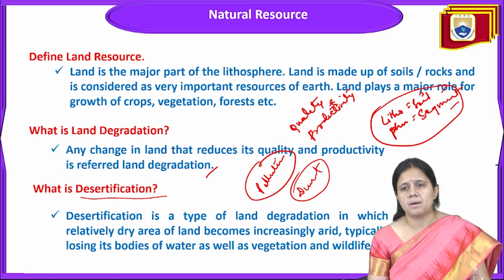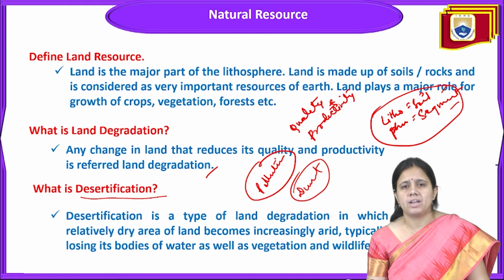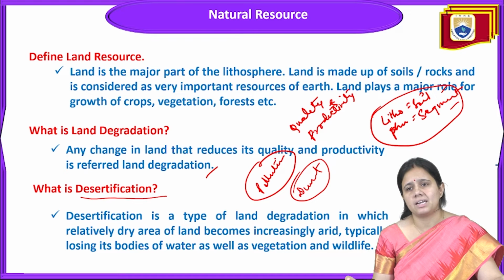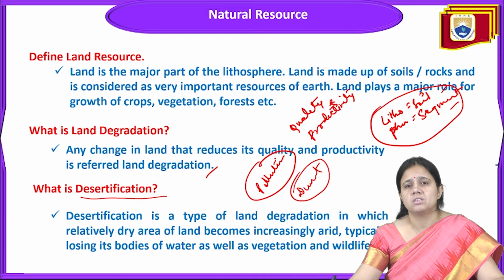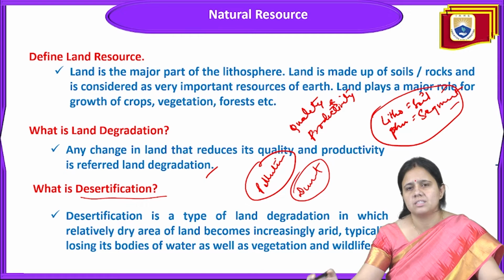Desertification is that type of land degradation in which a relatively dry area of land becomes increasingly arid, typically losing its bodies of water as well as vegetation and wildlife. So this is about the desertification of land, which is also an example of land degradation. Good fertile land is going to convert into a desert area. That is called desertification.